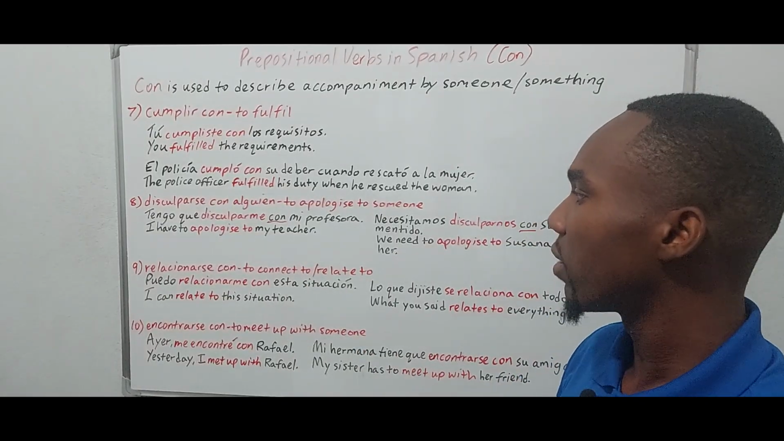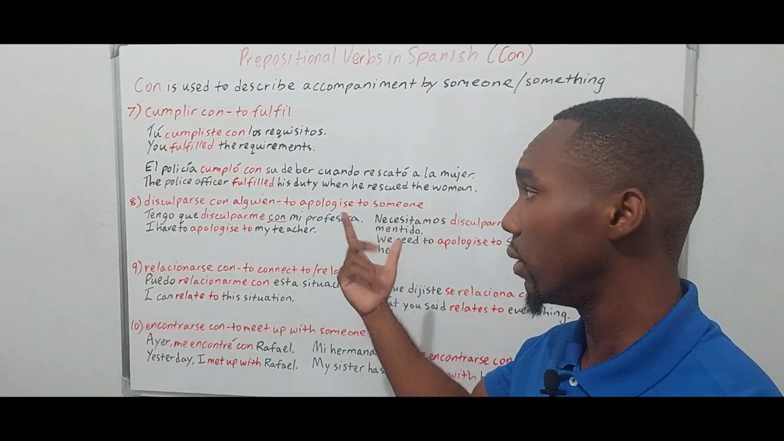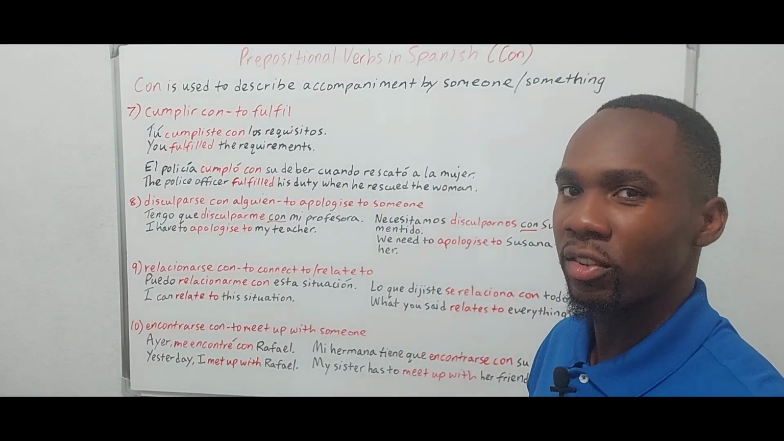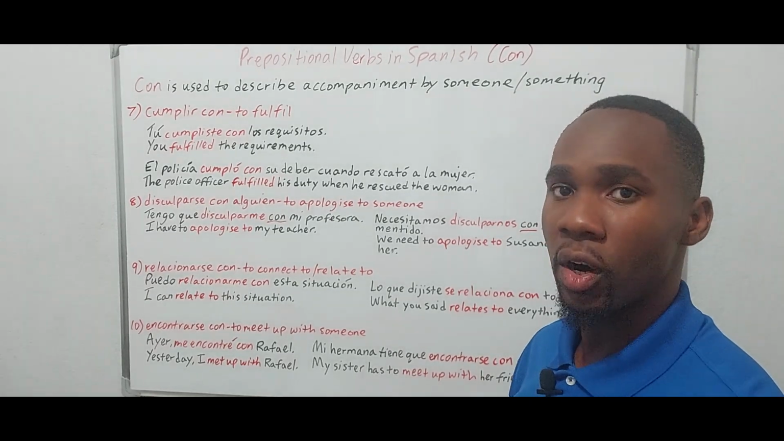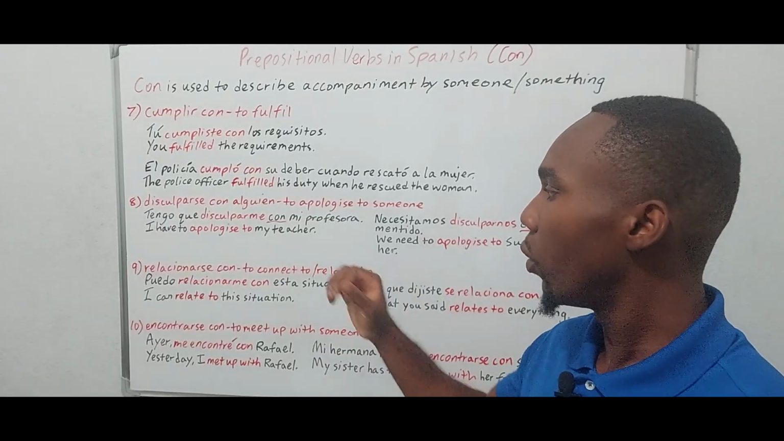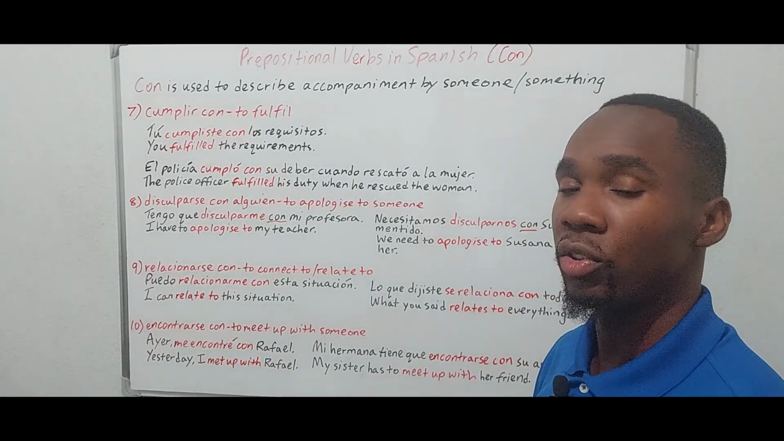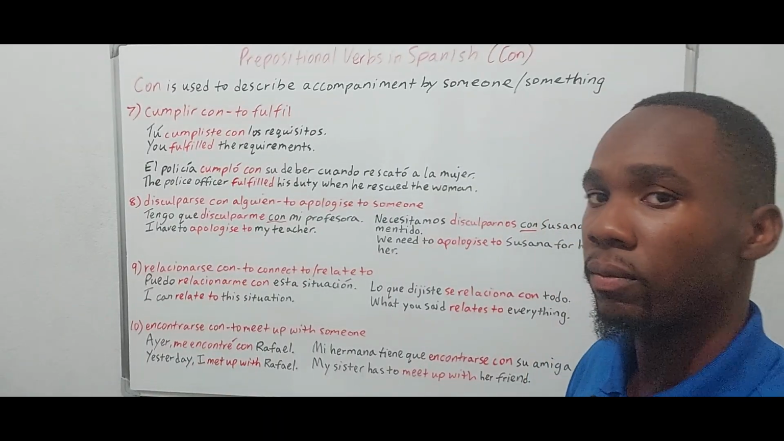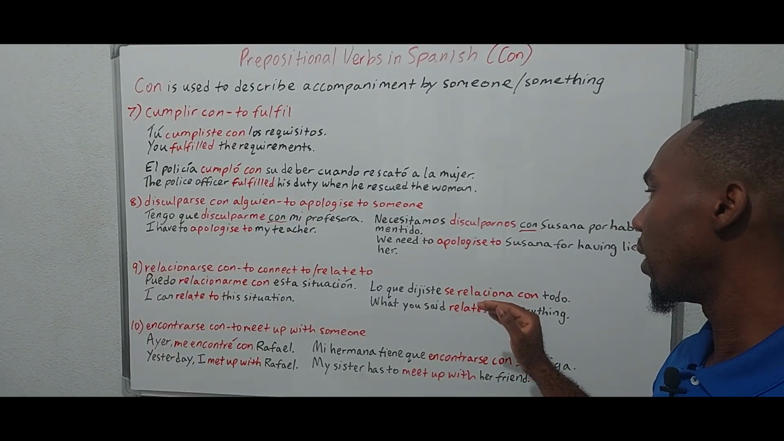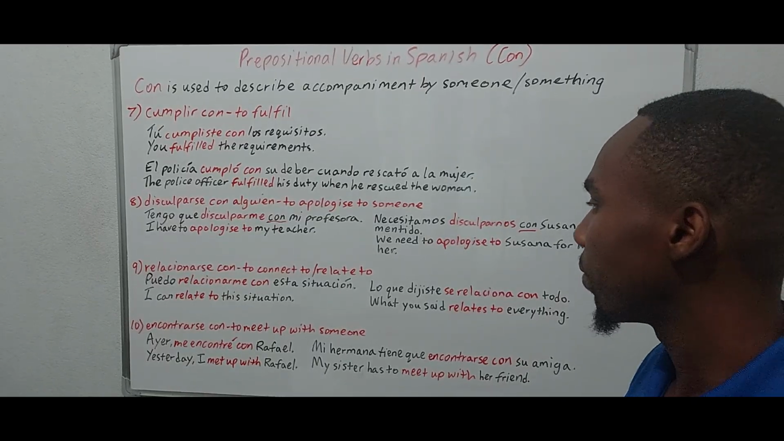9. Relacionarse con, to connect to or to relate to. Just like the previous example, we may be tempted to use a because that sounds more natural if our native language is English, but in Spanish we use con. Puedo relacionarme con esta situación. I can relate to this situation. Likewise, lo que dijiste se relaciona con todo. What you said relates to everything.